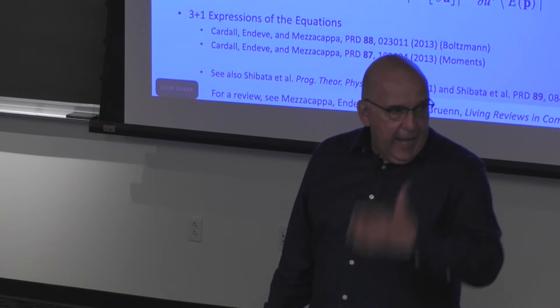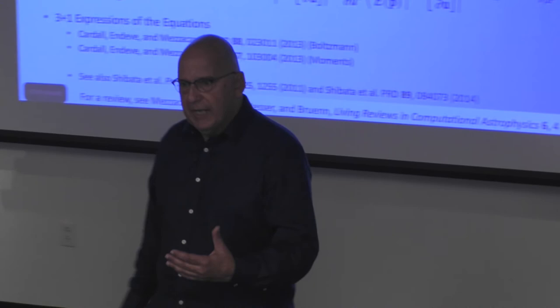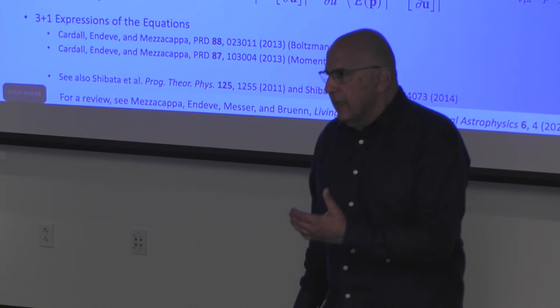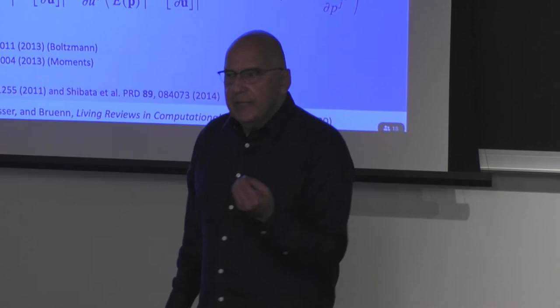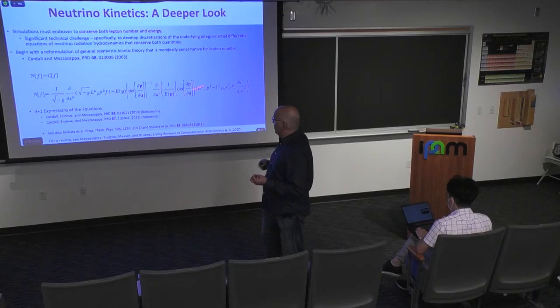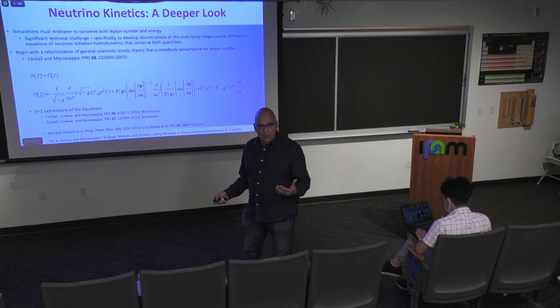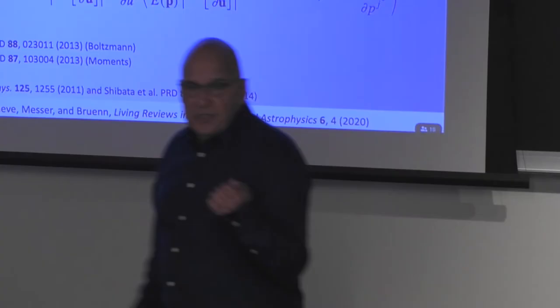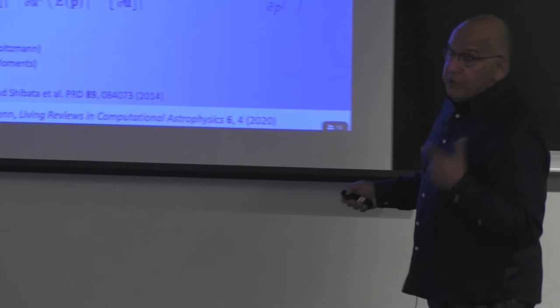The classic derivations by Lindquist and Ehlers and others of general relativistic kinetic theory are not sufficient. We had to go back and essentially reformulate general relativistic kinetic theory in a way that rendered the final equation, which is the replacement of the Boltzmann equation, in manifestly conservative form for neutrino number.